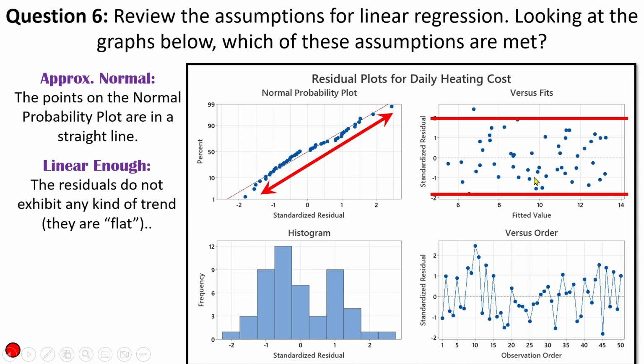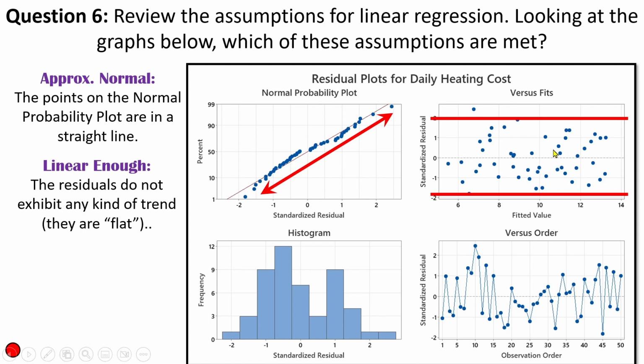For the linear enough condition, the best way to test for that, just by inspection, by just looking at a plot, is you should see that this data cloud, these are the standardized residuals versus the fitted value. You could also have a data cloud where it's the standardized residuals versus the predictor, the X value. In both cases, this data cloud should look flat. It shouldn't look like there's a linear trend or any other kind of trend. It should look, more or less, flat.